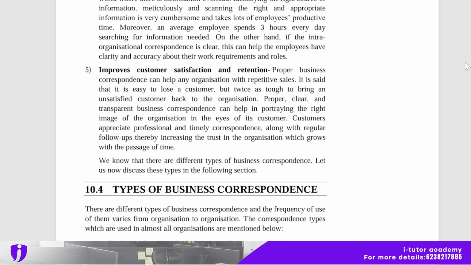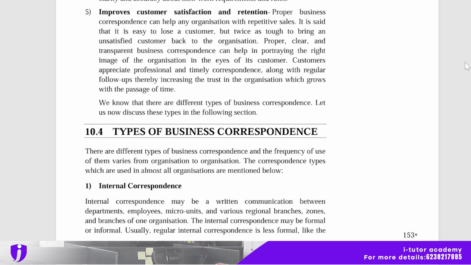Next, improves customer satisfaction and retention. Proper business correspondence can help any organization with repeat sales. It is said that it is easy to lose a customer, but twice as tough to bring an unsatisfied customer back to the organization. Proper, clear, and transparent business correspondence can help in portraying the right image of the organization in the eyes of its customers.